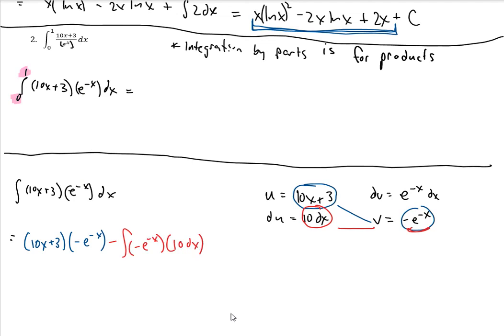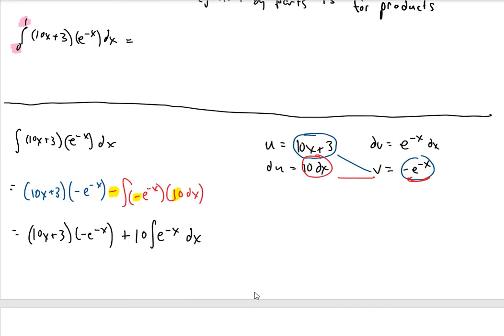Like that. Okay, and now let's simplify. The one in the blue looks fine. It is just 10x plus 3 times negative e to the negative x. Now the second one, let's go ahead and take the negative 10 and the negative out since it's a constant anyway. So a negative and a negative would become positive. And then I want to take the 10 out, let's just put that in the front. And then we have our integral of e to the negative x dx. And that integral is easy to do now. So let's finish it off.